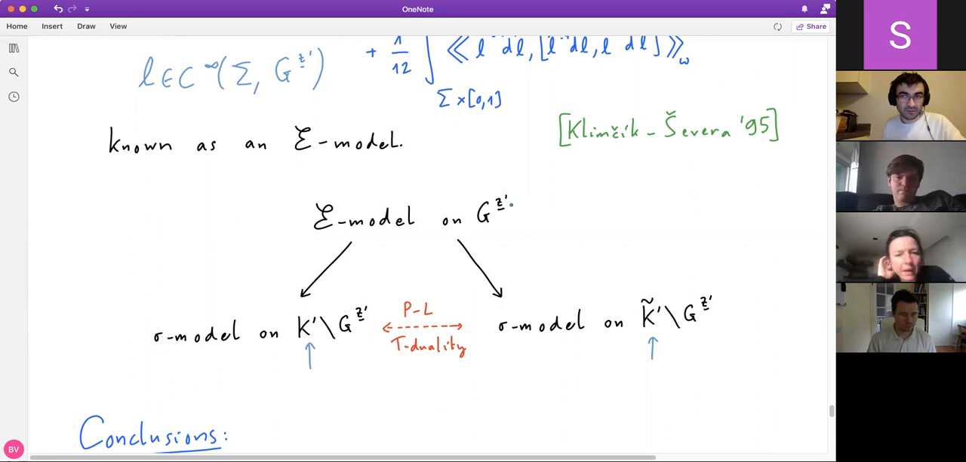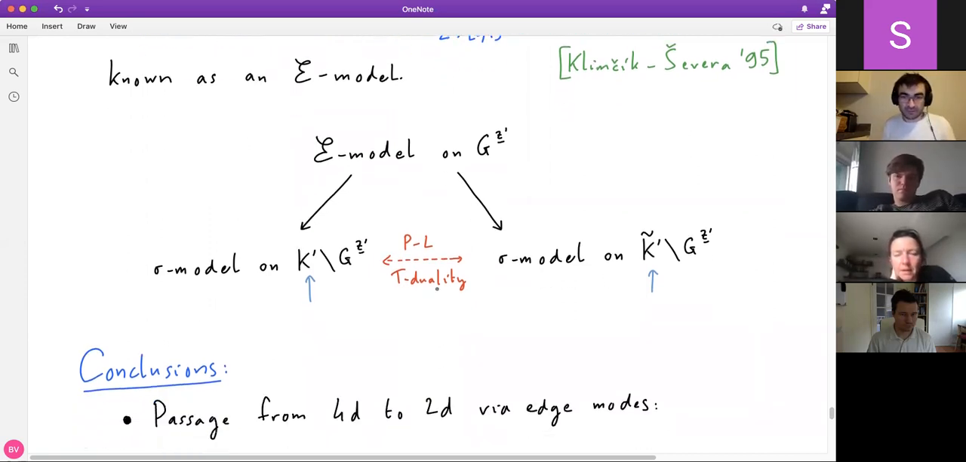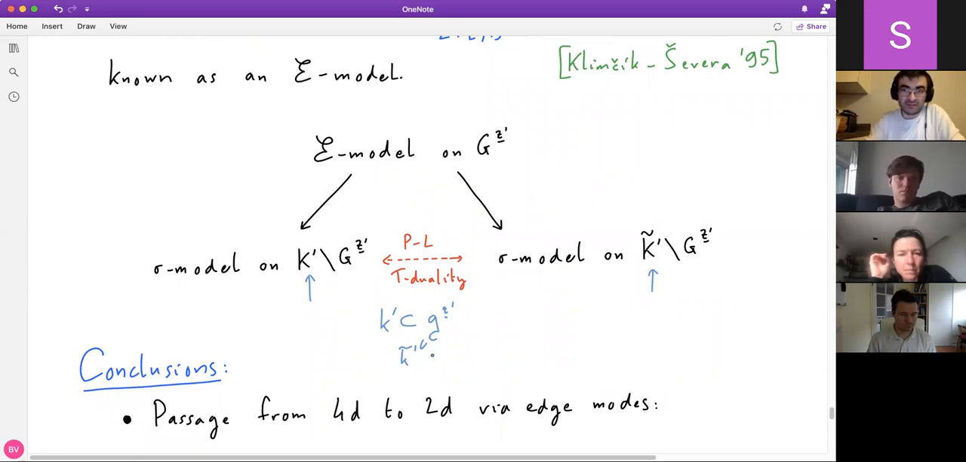And how are K and K tilde related? They don't have to be related in any way except that they're both isotropic subalgebras. So K prime is an isotropic subalgebra of the defect algebra, and so is K tilde prime. Remember that you asked if there are different choices of isotropic subalgebras. If you have two choices, then you can construct two different models, and these two different models by construction will be Poisson-Lie T-dual because they're related to some overarching E model.